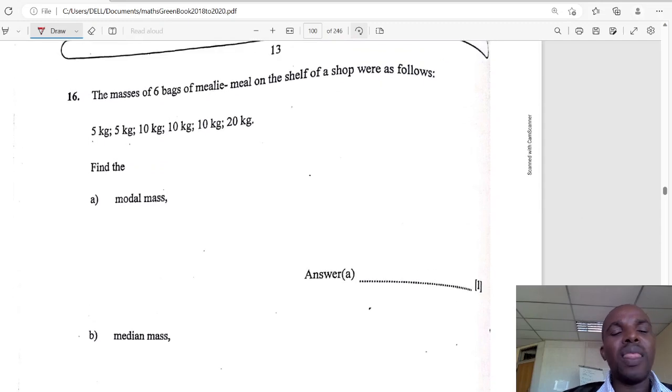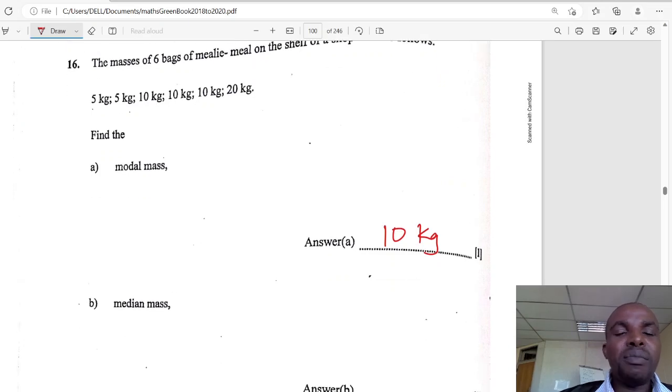Question number 16. The masses of 6 bags of mealie meal on the shelf of a shop were as follows. Find the modal mass. Modal mass is the number which appears the most. In this case, it's 10 kg. It's appearing 3 times. Then median is the number that is halfway. So how many numbers do we have? We have 1, 2, 3, 4, 5, 6. So you have 6. You can divide 3, 3.